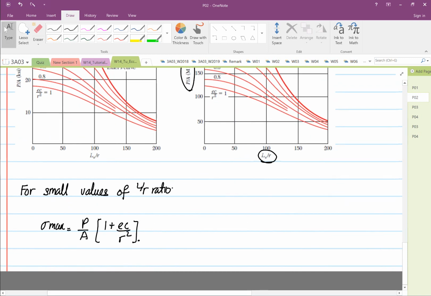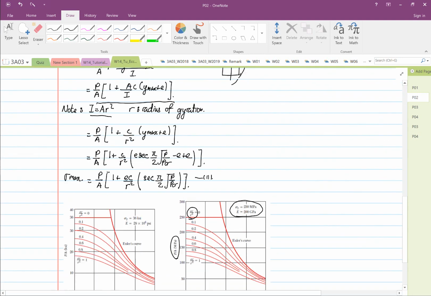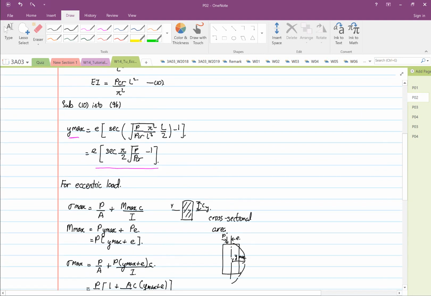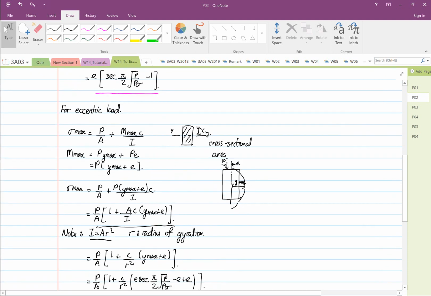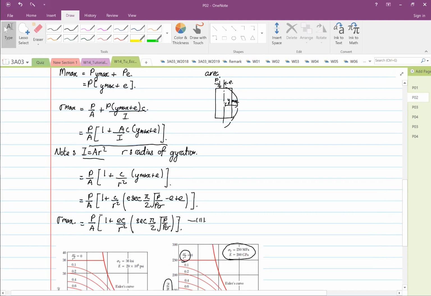Then for a small value of L over r ratio, if your L over r ratio is very small, you can simplify your expression into stress max is equal to P over A, bracket 1 plus the offset distance times the maximum distance of the centroid divided by radius of gyration squared. So this is how we're going to analyze structure that has gone through eccentric loading. And this expression is important.